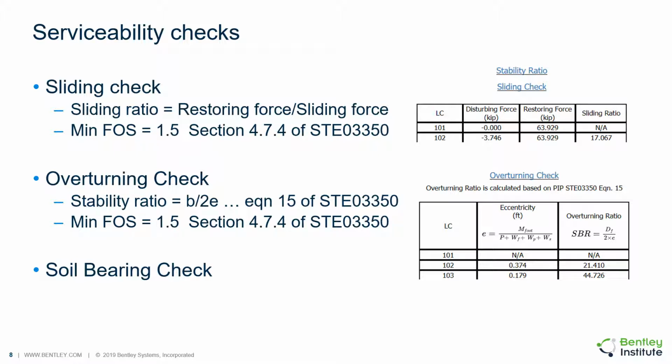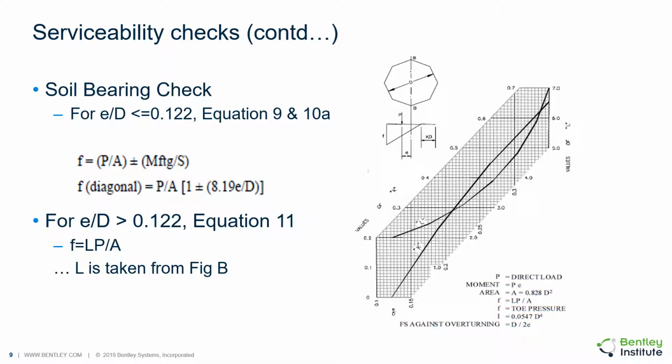For overturning, the stability ratio is calculated as per the equation 15. The minimum factor of safety for both sliding and overturning should be 1.5 as per section 4.7.4 of STE 03350, and STAAD Foundation Advanced does check that. Soil bearing checks are carried out as per section 4.7.2 for octagonal footings and 4.7.3 for square footings.